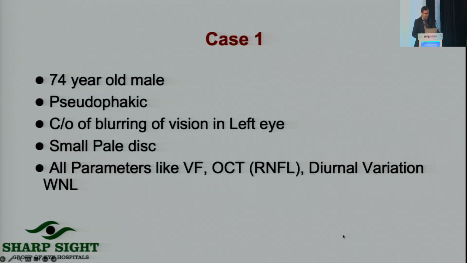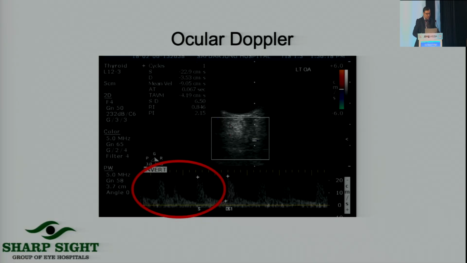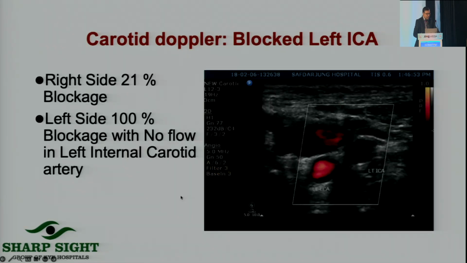So two cases I would be talking about. The first one is a 74-year-old gentleman, pseudophakic. After cataract surgery, the patient is still saying, sir, I am having blurring. Usually in a corporate practice, they are sent to the glaucoma clinic, and we saw everything was normal. I just went ahead with the ocular Doppler, and then I got a call from the radiologist that some abnormal vessels were being seen. The radiologist told me he was going ahead with the carotid Doppler, and in the carotid Doppler you can see there is a 100% blockage of the internal carotid artery.